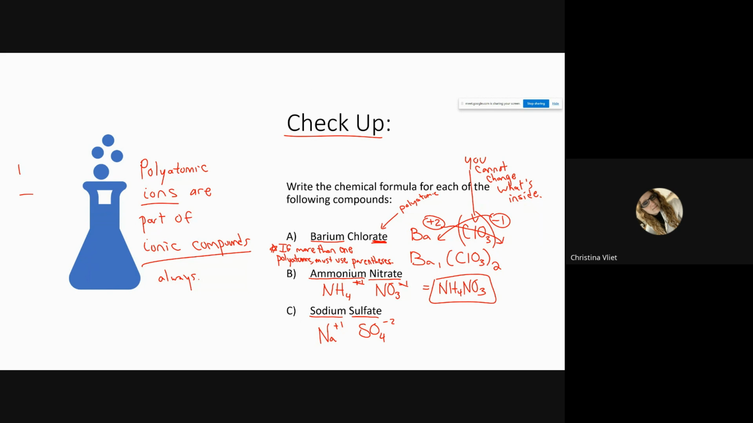SO4 minus 2. There's only going to end up being one of the sulfate, so you need to put parentheses around it. So you would do Na2SO4. Like that. So you put parentheses around a polyatomic ion if there's going to be more than one of it when you do the crisscross.